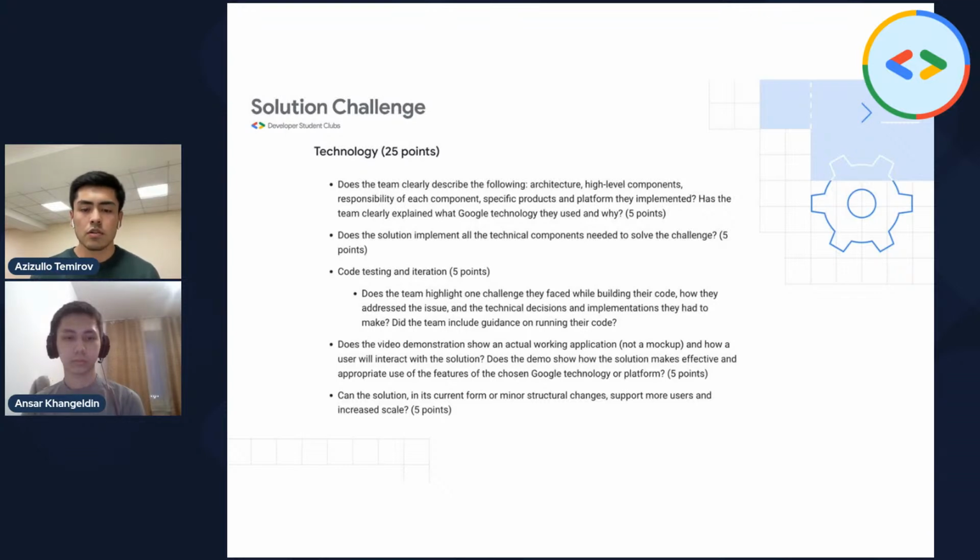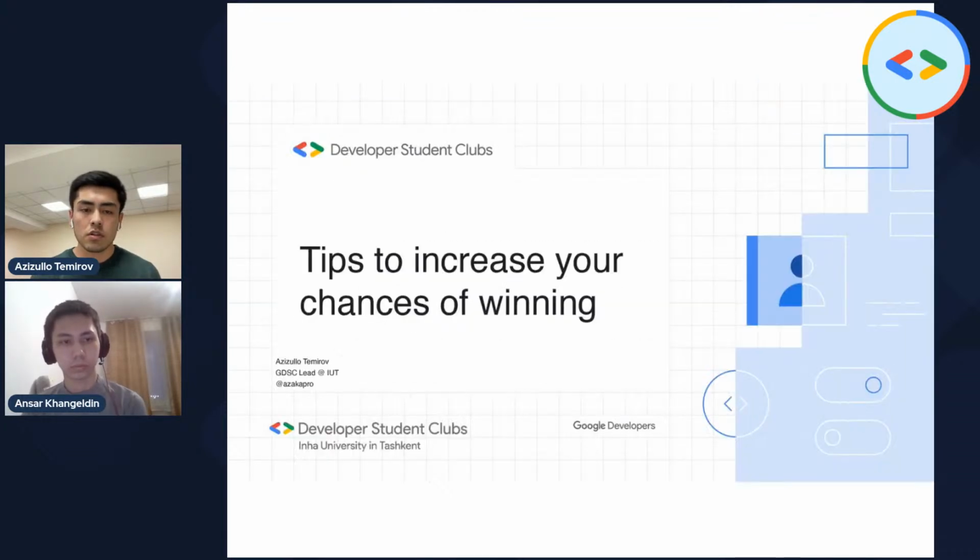And next one, can the solution in its current form or with minor structural changes support more users and increased scale? In other words, is your project scalable and robust? For example, if you are using your application with 5 people or 10 people or 100 people, is it possible to add some minor changes and support more than 1,000 or, I don't know, 10,000 people? Okay, this was all about the technological part, and let's have a look at some tips to increase your chances of winning.